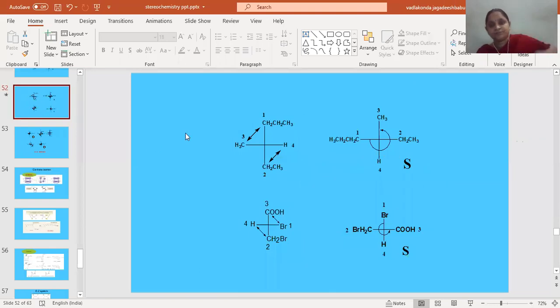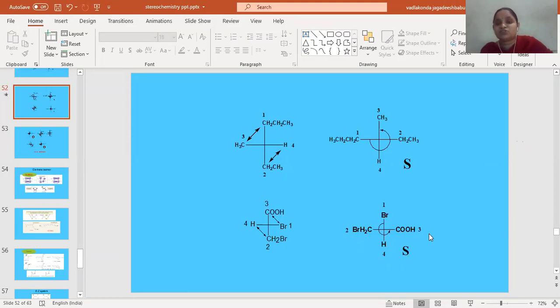So this is some of the examples. Here, this has the longest chain, so this group is given the highest priority. And second, this one, ethyl group: first propyl group, then ethyl group, then methyl group, then hydrogen. So it is going in the anti-clockwise direction, so it is named S. And here it is also going anti-clockwise, so it is also named S.